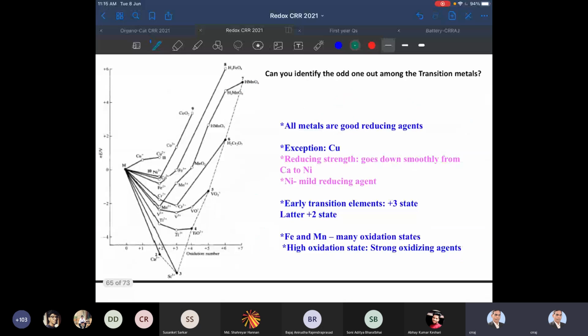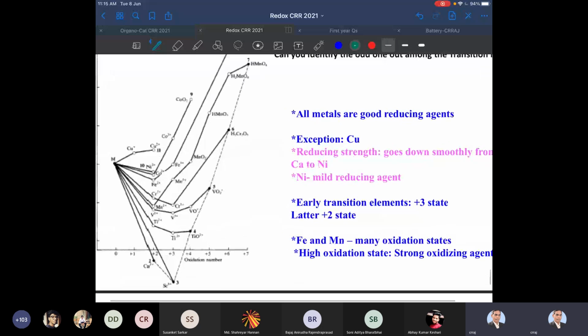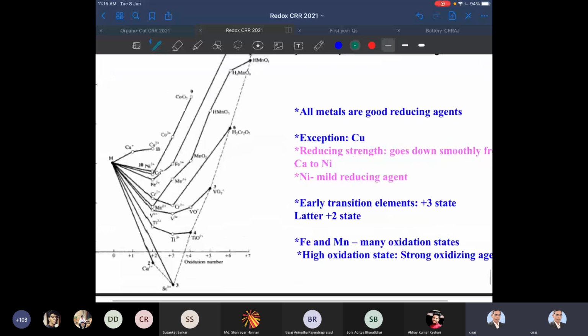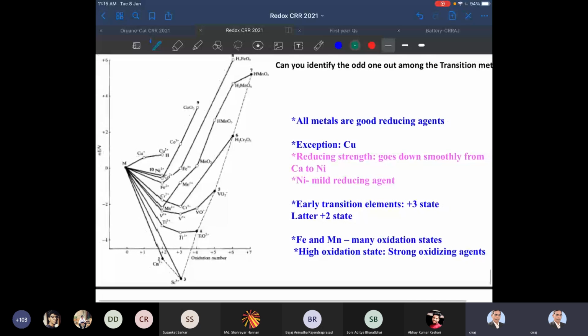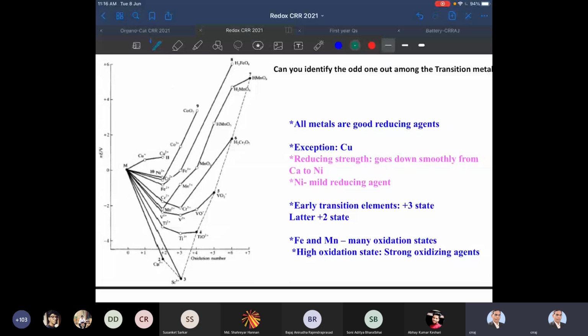Now look here. Please don't overlook, don't leave the meeting. I'm teaching the important part of the redox table. Look at the first diagram of the first row transition elements. I want you to identify which one species is the odd man out. Who is that odd man out?